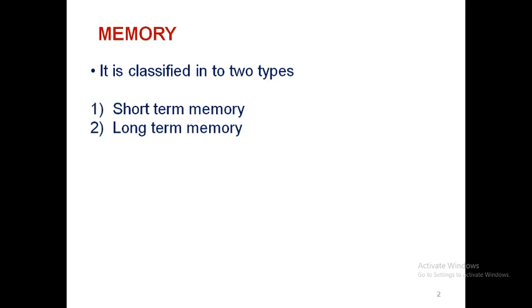The memory is classified into two types. One is short-term memory and the other one is long-term memory. Generally, associative memory is similar to our human brain in a neural network. Associative memory is similar to our human brain activity. So as it is showing, short-term memory, long-term memory.